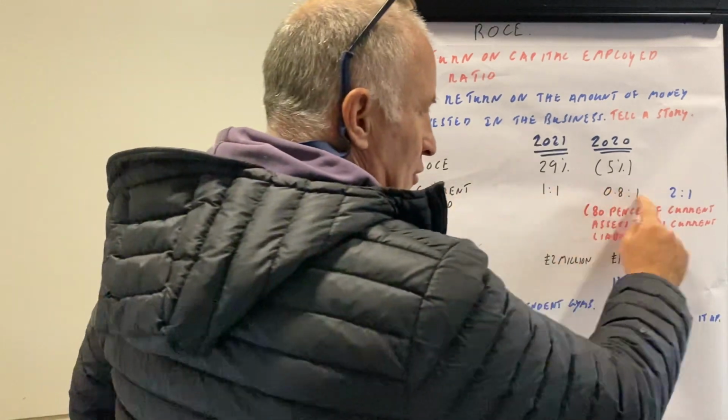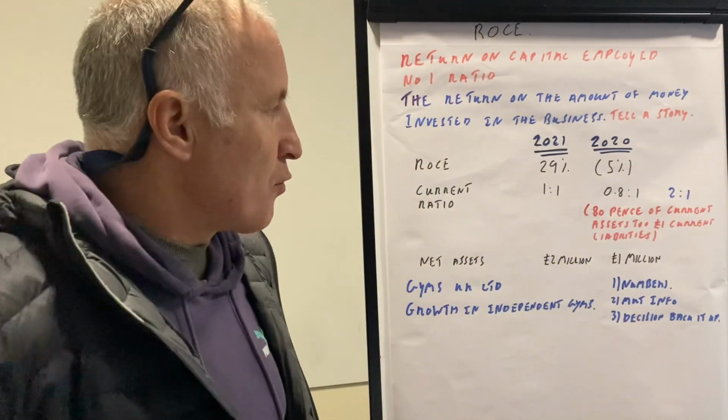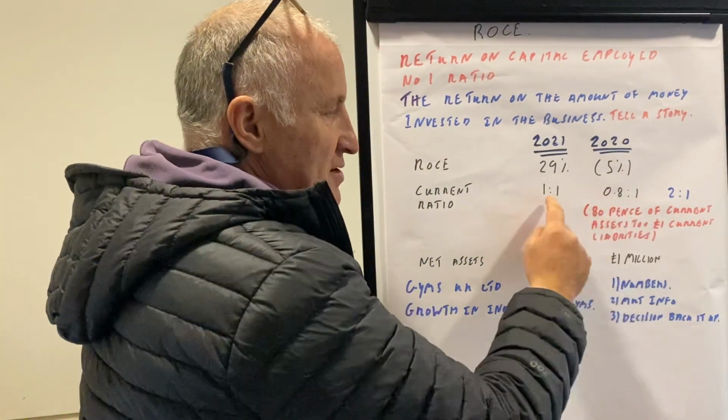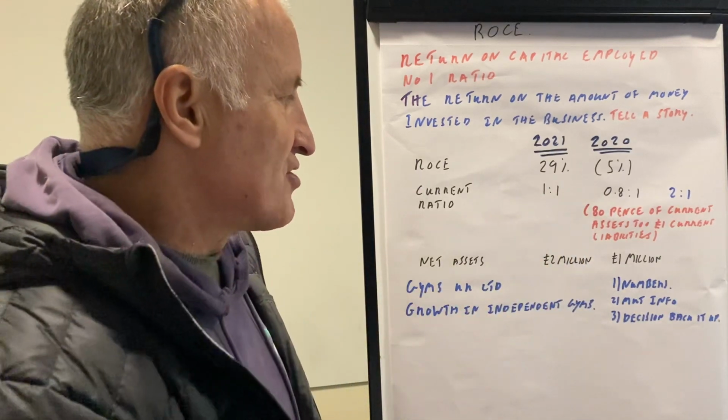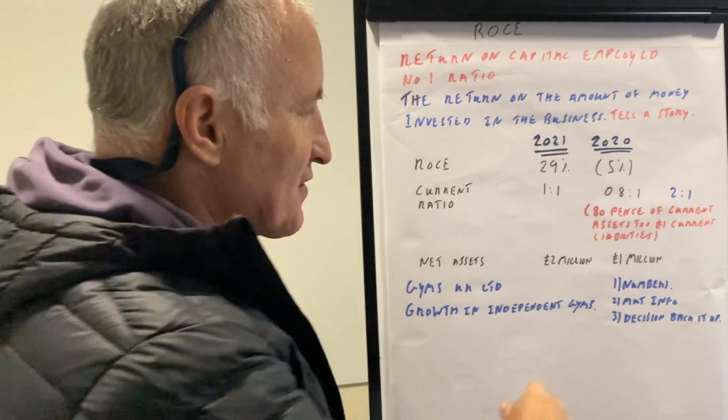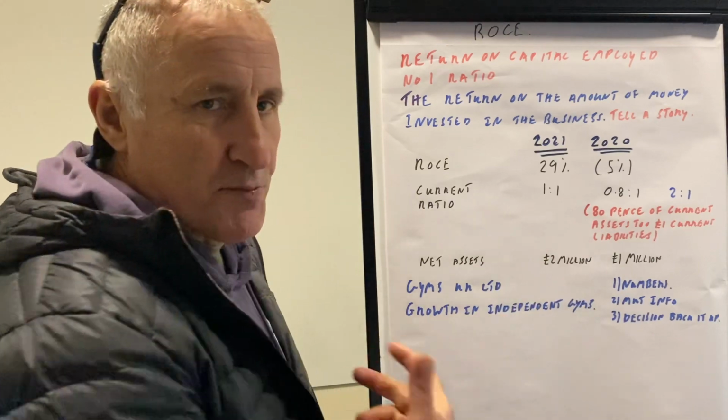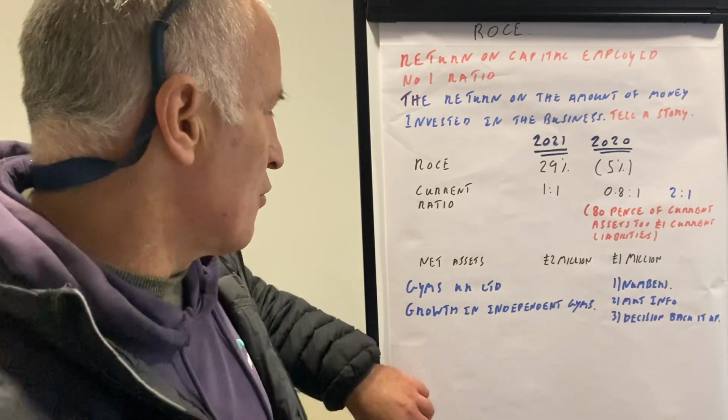There's obviously a slight liquidity problem here because the ratio should be 2 to 1 and it's 0.81 to 1. It's improved from 1 to 1. However, there is a liquidity problem and the net assets have also gone up from 1 million to 2 million, which means that the business is now worth at least 2 million quid.